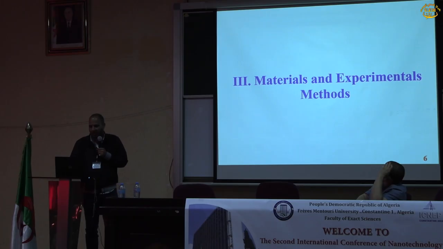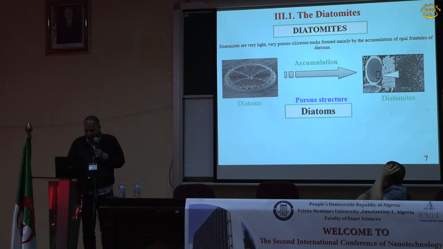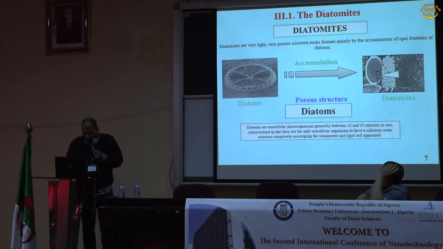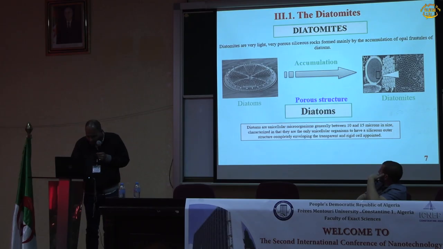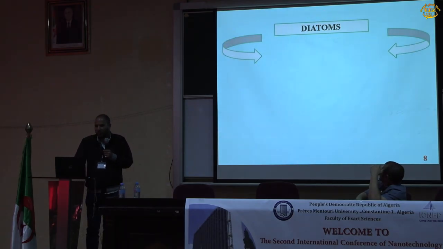Materials and experimental methods. Diatomites are very light, very porous siliceous rocks formed mainly from the accumulation of oval crystals of diatoms. Diatoms are unicellular microorganisms, generally between 10 and 15 microns in size, characterized by being the only unicellular organism to have a siliceous outer structure completely enveloping the cell, a rigid cellular frustule. There are two types of diatoms, centric diatoms and pennate diatoms.